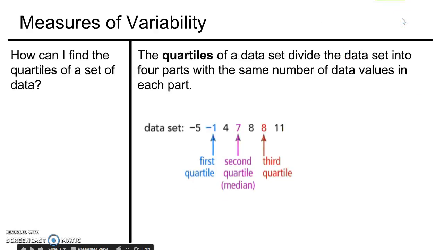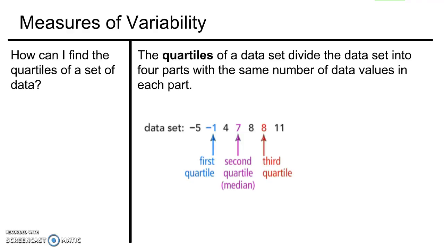All right, next, you need to understand something called quartiles. Copy this definition for quartiles into your notes. How can I find the quartiles of a set of data? So quartiles are going to divide the data set into 4 parts with the same number of data values in each part. And to find the quartiles, you need to remember our process that we use to find the median first, because before we can find the quartiles, we have to find the median. Remember, we need to put our numbers in order from least to greatest. So they've done that for us in this example here.